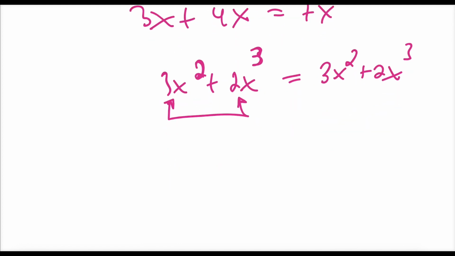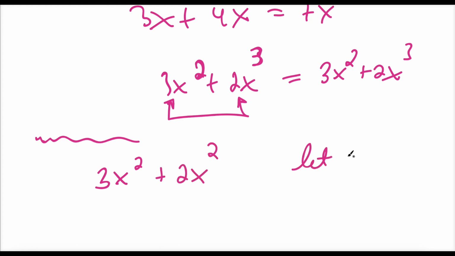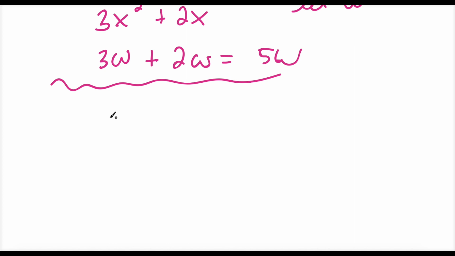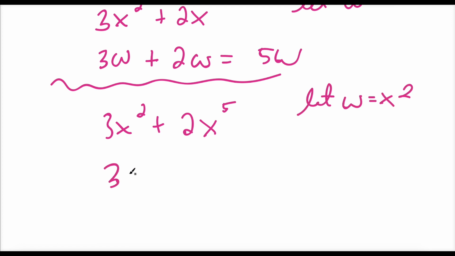Yeah. And one way to think about it is, this is actually a really good way to think about it. If I have 3x squared plus 2x squared, I can say let w equal x squared. So then I can go 3w plus 2w. Then what do I get? 5w. But if I go 3x squared plus 2x to the fifth, and I say let w equal x squared, then I go 3w plus 2... no, wait, no. Can't do it.